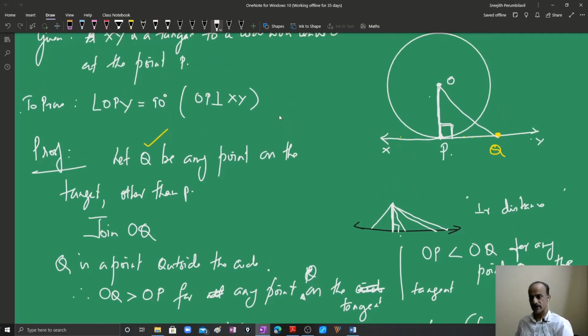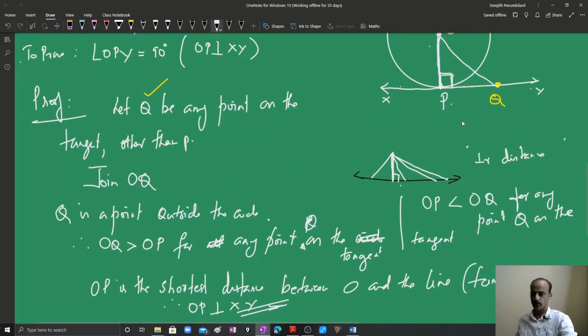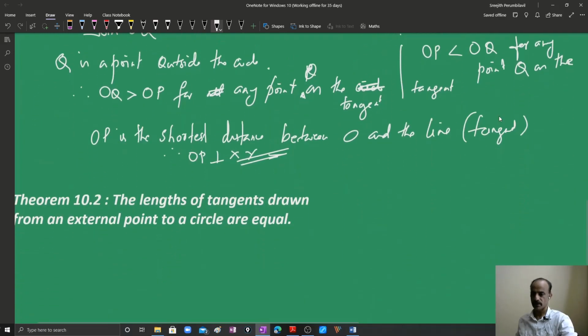Is it clear? We have taken one point Q other than P on the tangent. Wherever I take Q, it shows that OP is shorter. That means OP is the shortest distance between O and the tangent. That means it is perpendicular. Okay, clear? Now we will go for one more theorem.